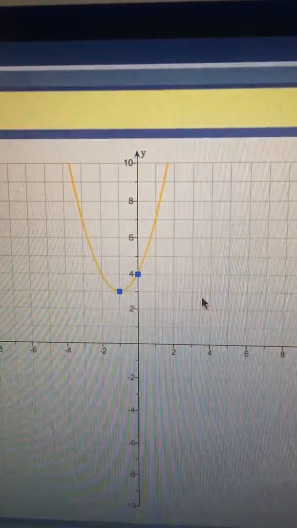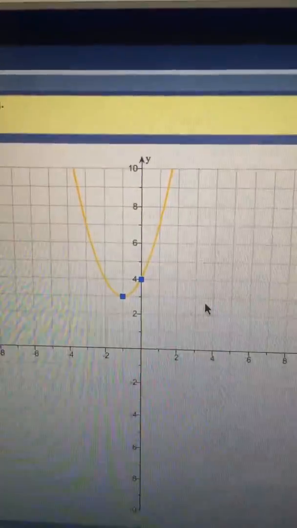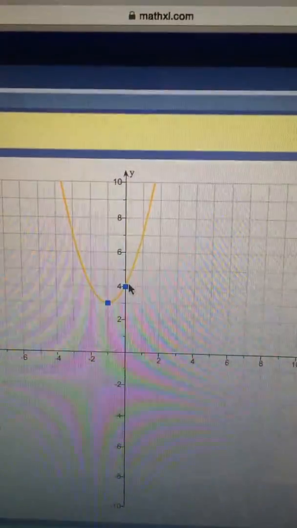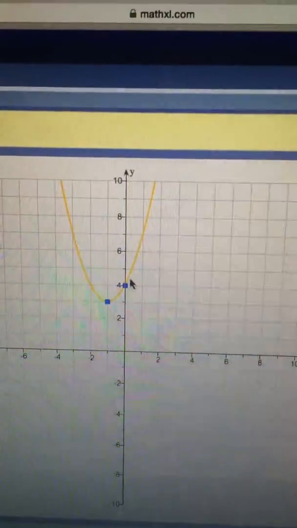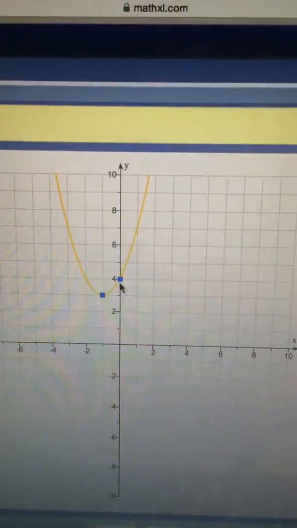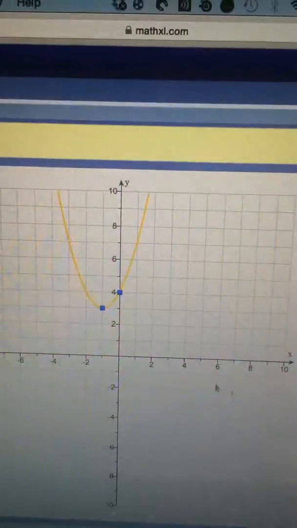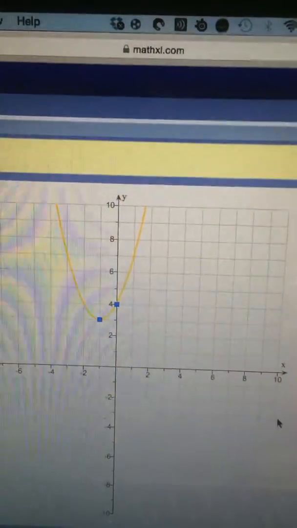Can you guys see that? So we've got our vertex right here of negative 1, 3, and then our y-intercept right here of 0, 4. And since there is no x-intercept, obviously it does not cross the x-axis.